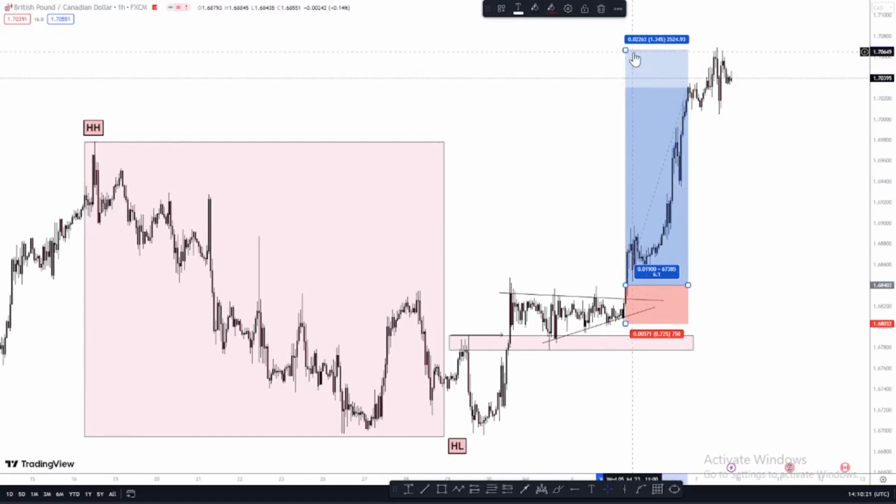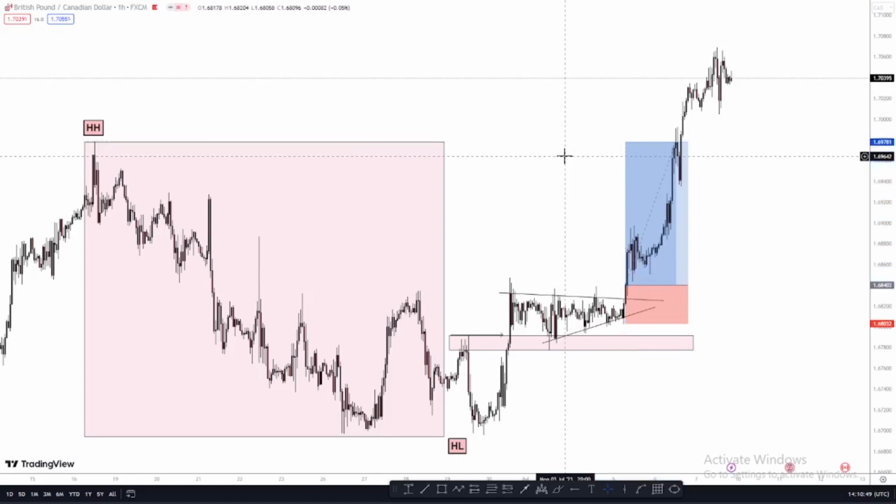So this was how I was able to capitalize on this trade, which gives us a risk to reward ratio of 1:3.71. Risking 37 pips to make 137 pips. As simple as that. I hope you understand what I just did.